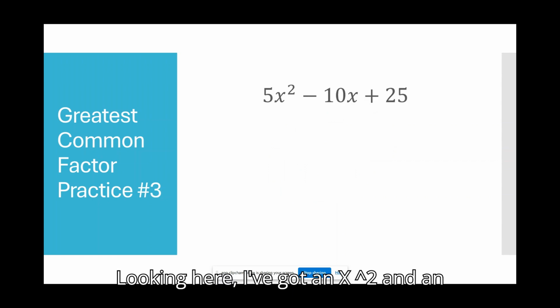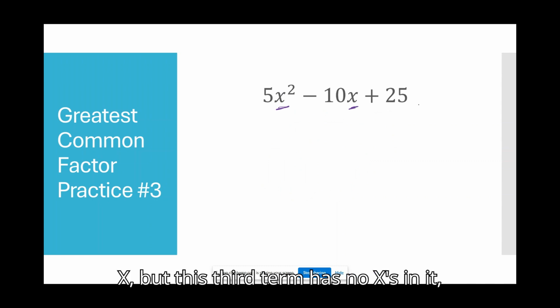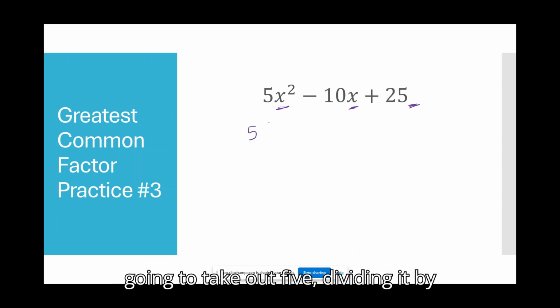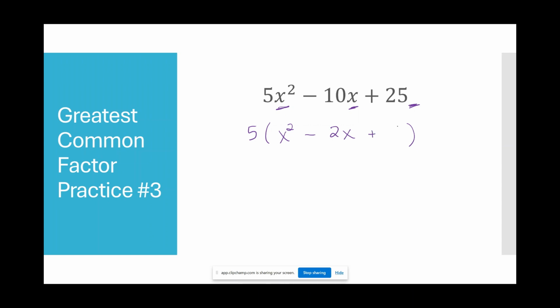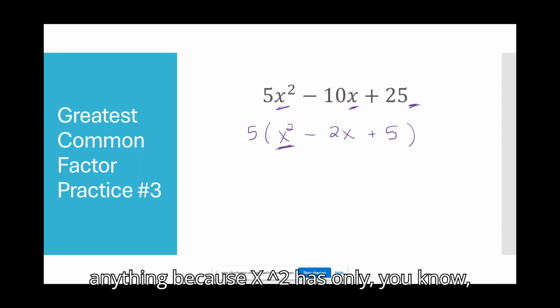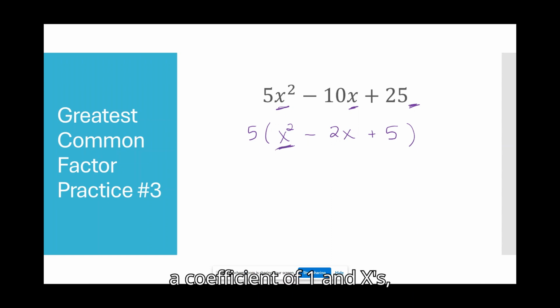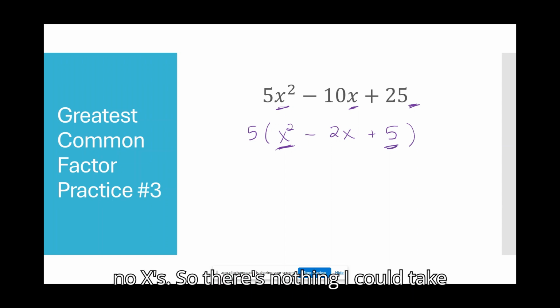Looking here, I've got an x squared and an x, but this third term has no x's in it, so I can't take out any x's. I do think I could take out a 5, though. So I'm going to take out 5, dividing it by each term, see what I have left. X squared here, negative 2x here, plus 5 here. And I can't take out anything because x squared has only a coefficient of 1 and x's, and 5 is only 1 times 5, no x's. So there's nothing I could take out of both of those except 1, which wouldn't really do me any good. So I'm done.